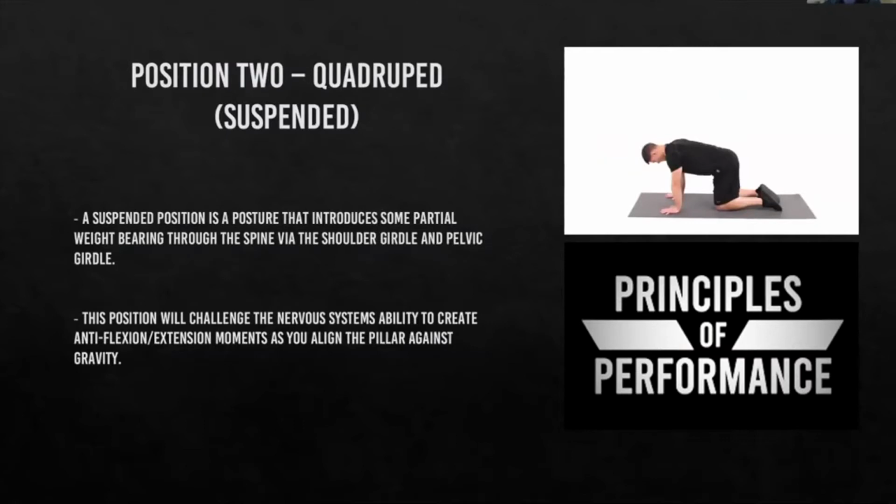Position 2 is quadruped or suspended. This is where we take our arms and our legs and we now suspend the pillar horizontal to the ground. So we still don't have any axial load, just some compressional load going through that spine. It's a little bit of shear force, but we're being supported in 4 key positions here. This suspended posture introduces some partial weight bearing through the spine via the shoulder girdle and pelvic girdle, which are the 2 top and bottom gateways to the pillar. Also, this is our first position where we can start to introduce an anti-flexion and anti-extension moment within a pattern and introduce that with breathing to create higher tier function away from our supported or supine position.